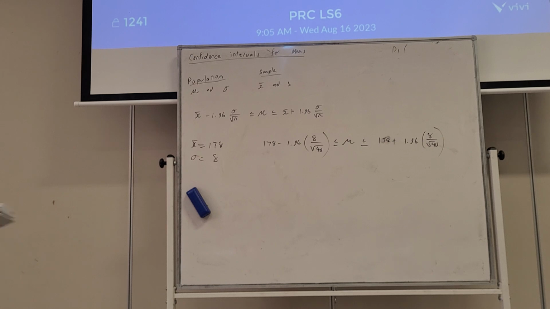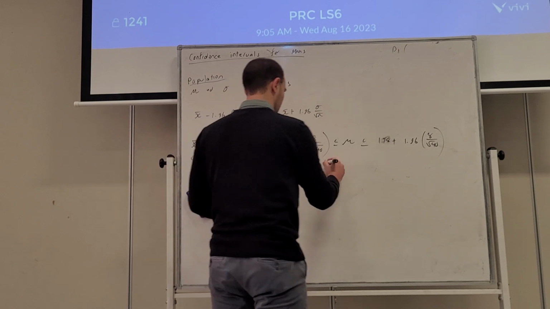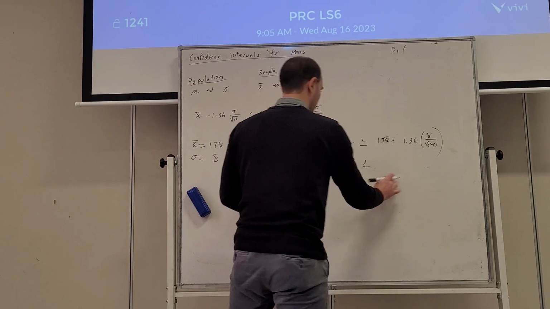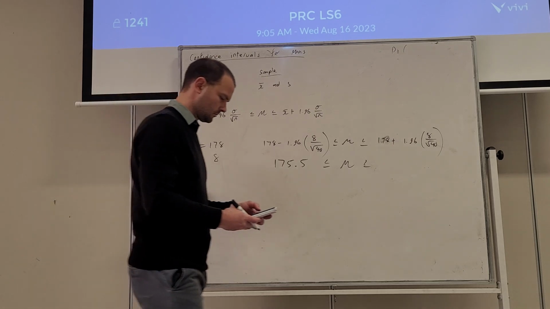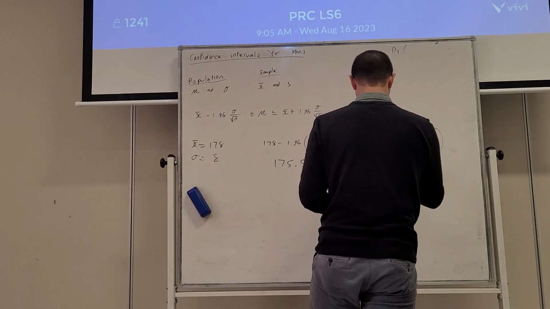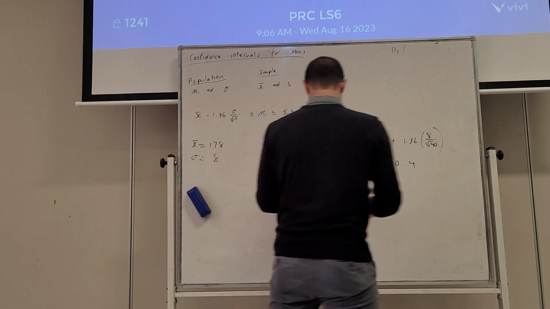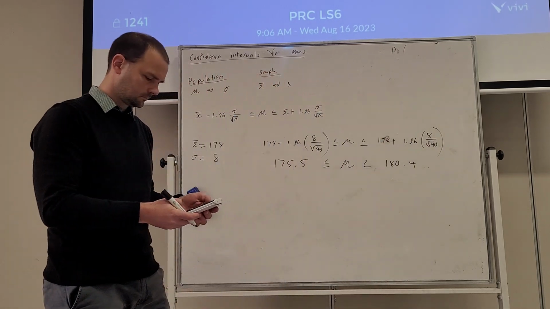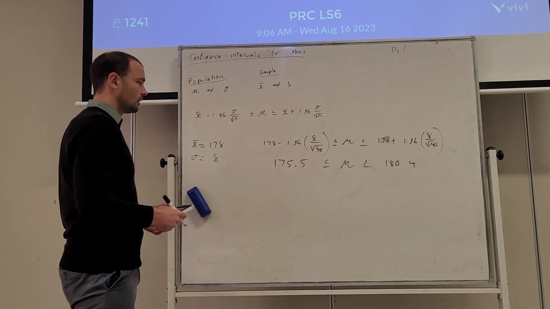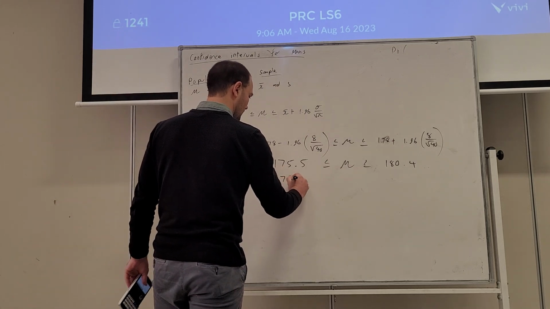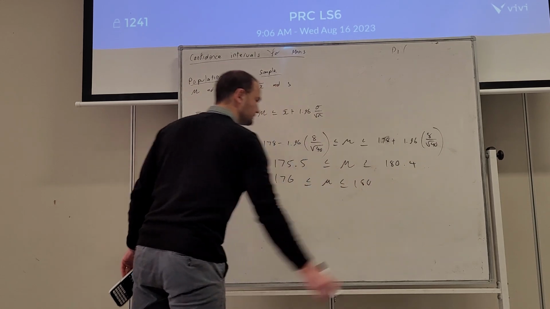So I've got 175.5. And we've got 180.4. Okay, so then when we round these, we've got 176 and 180.